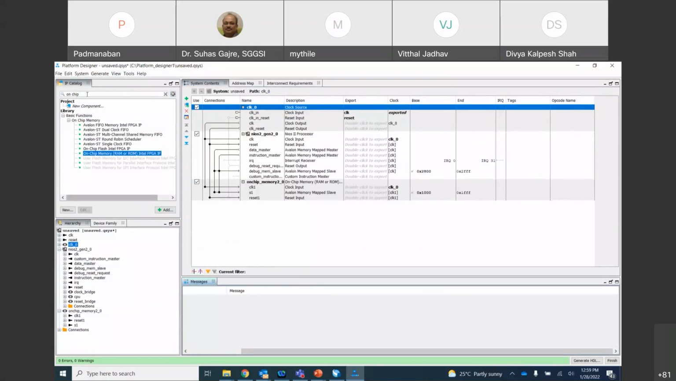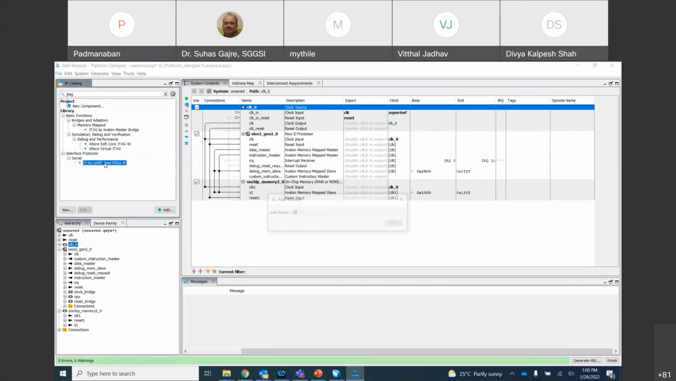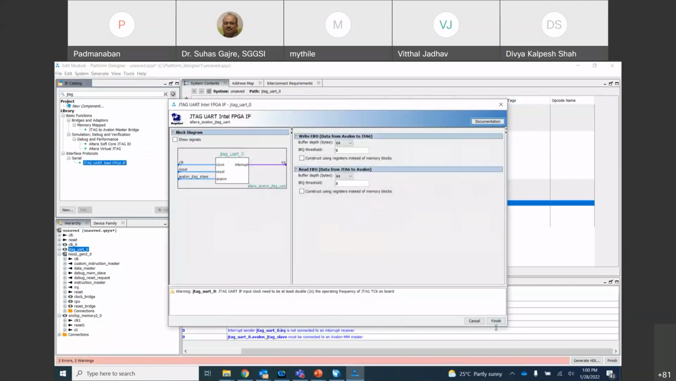So if you want to add one more, for example, I want to add a JTAG UART. You want to add that? Yes, you can add it. For example, JTAG UART, I just wanted to add. Automatically it goes like finish.